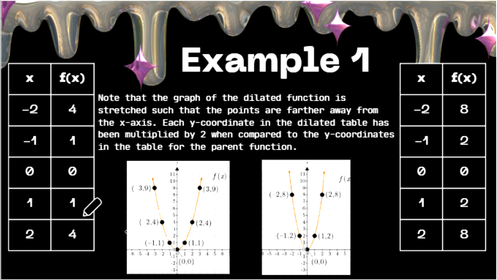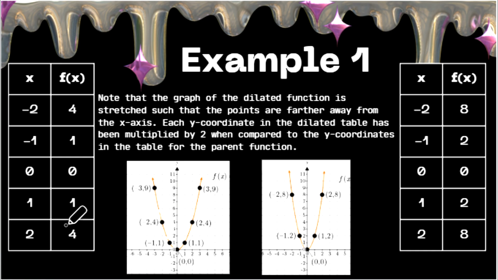So for example, when we're dealing with this point, negative 1, 1, you can see that at negative 1, it now becomes 2 on the y-axis. It got stretched further away. So it was here, and now it's up here. Okay, that's getting stretched further away. At negative 2, we were at 4, but now we're at 8.